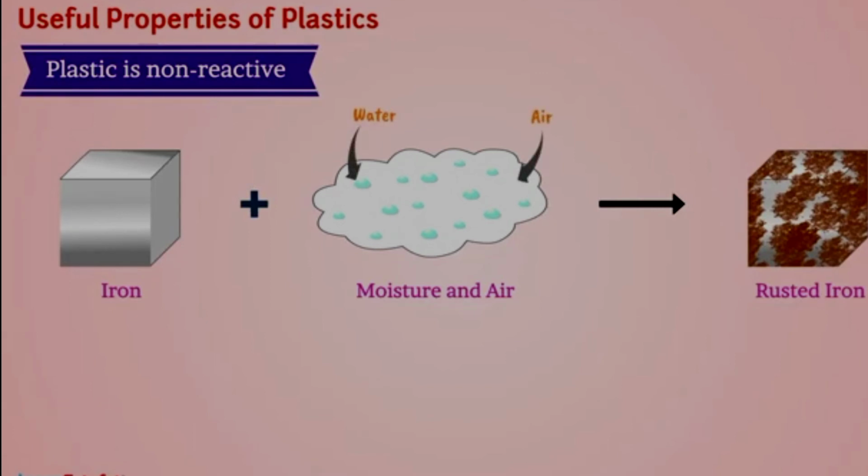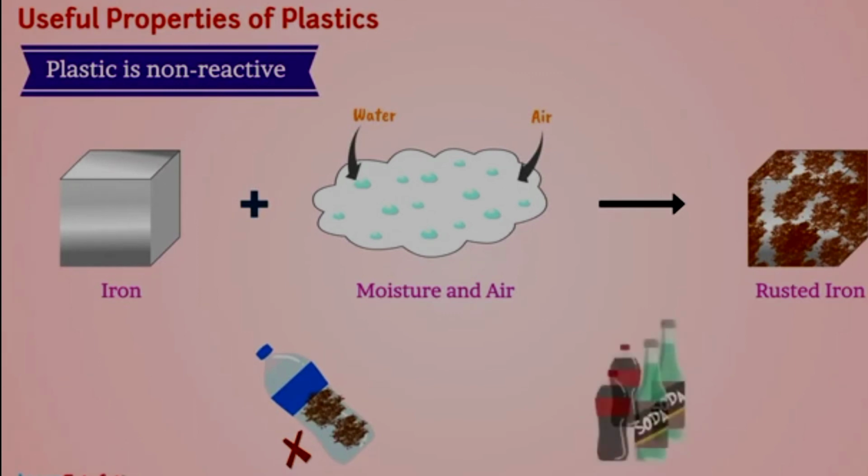Have you ever heard of plastic bottles getting corroded? No. Why? Because plastic is non-reactive. This is the reason why these are used to store various kinds of materials, including many chemicals.